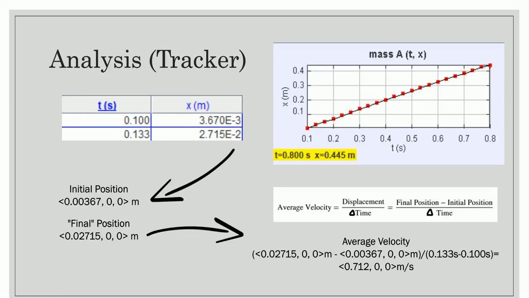Then, to calculate the average velocity for GlowScript, and the average velocity just in general of the object, you take displacement over the change in time, or the final position minus the initial position over the change in time, to get the average velocity. And the average velocity of my white wiffle ball was 0.712 meters per second.